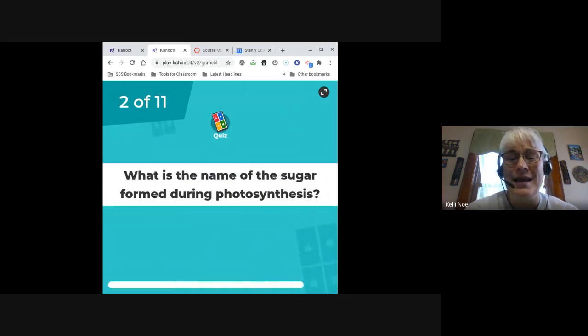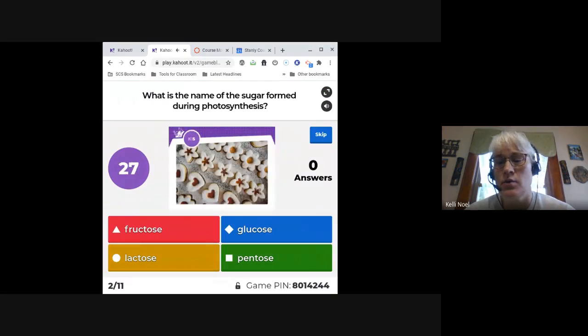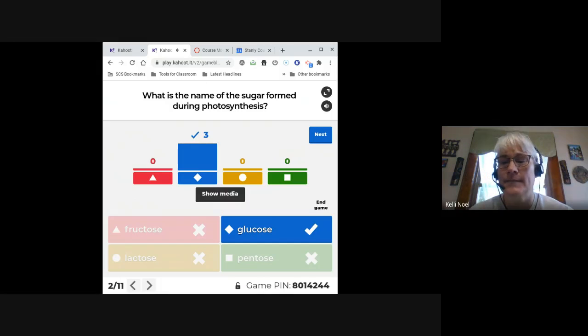What is the name of the sugar formed during photosynthesis? Which one of these sounds the most familiar, that we've talked the most about? Glucose. So that's the main sugar. These other sugars are made as well at different points in different processes, but when we deal with photosynthesis, we're mainly dealing with glucose.